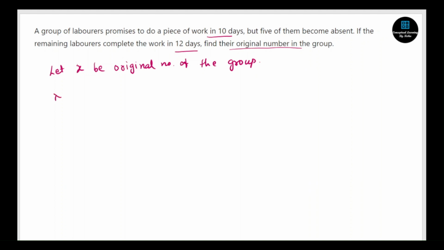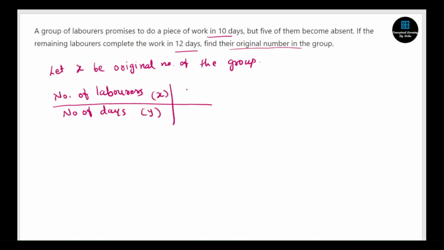So now, number of laborers, number of days. Now this is our x value, these are y. Now here the original number was x, they can complete in 10 days. Now when 5 were absent, x minus 5 are remaining, they can complete in 12 days. So we got this table. Now we know that x is inversely proportional to y. So xy is constant.